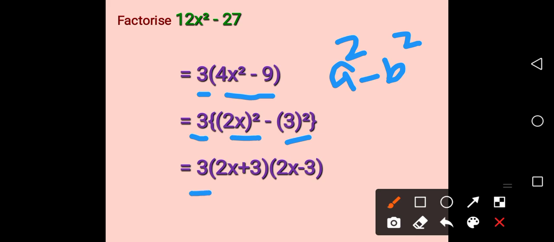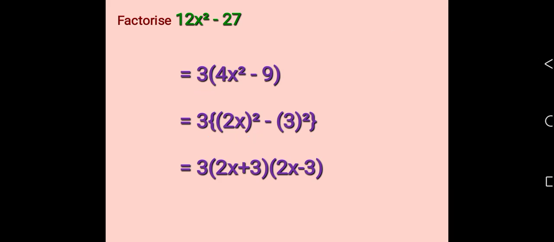3 will continue. So 2x whole square minus 3 square can be written as 2x plus 3 into 2x minus 3 according to the formula. So we have done the factorization of 12x square minus 27.